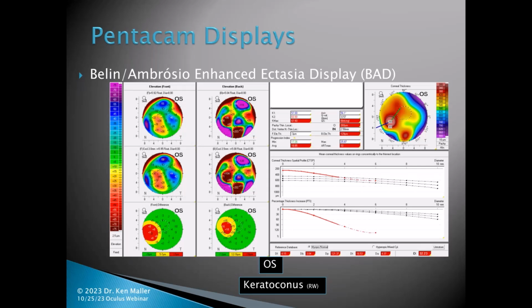On the left eye, we can see much the same on this particular eye. It's very irregular, both on the colorful displays on the left, as well as the graphs that were in the lower right-hand portion of this display.